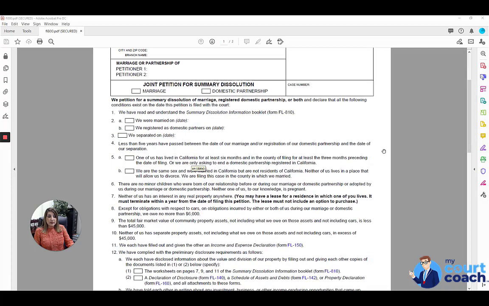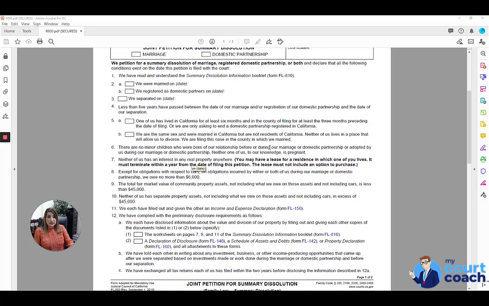There are some requirements in order to file for a summary dissolution, and we did go over that in the video that goes over summary dissolutions generally. But basically, this form is going to have you verify that all those qualifications that are necessary for summary dissolution do in fact exist. So, line 4 states that less than 5 years have passed between the date of our marriage or registration of our domestic partnership and the date of separation. Again, a summary dissolution can only happen in a marriage that is 5 years or less.